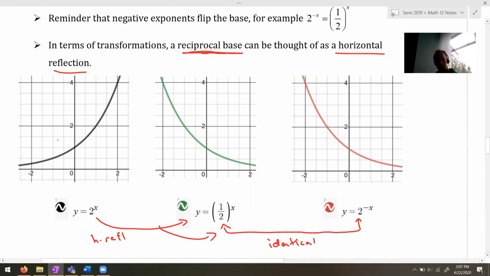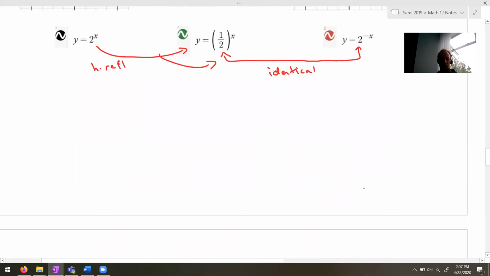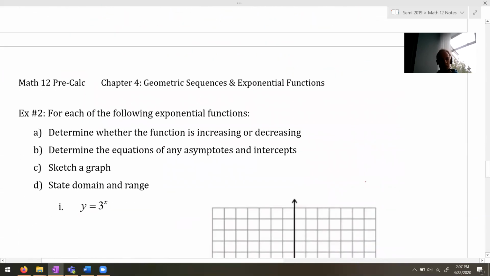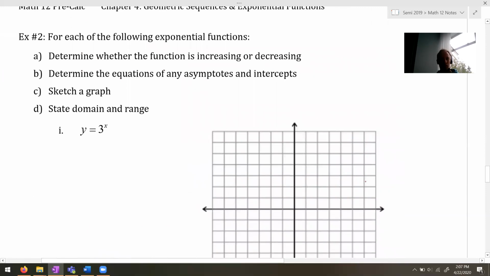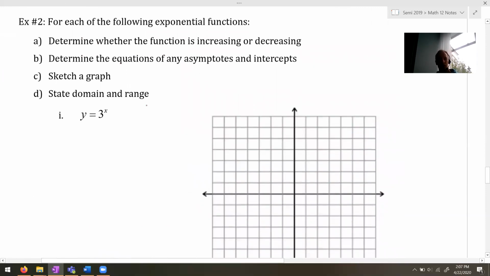So there's going to be two ways of thinking about graphs, especially when they're decay graphs or decreasing graphs. We can think of them as 1/2, or we could think of them as to the power of negative x, depending on what your application is. Okay, so here's a little example. For each of the following exponential functions, determine whether it's increasing or decreasing, asymptotes, intercepts, sketch a graph, don't need range. Okay, so here's a real simple one. y is equal to 3 to the power of x. We can look at this and we can say that c is greater than 1, so therefore, the answer for A, it's an increasing graph.